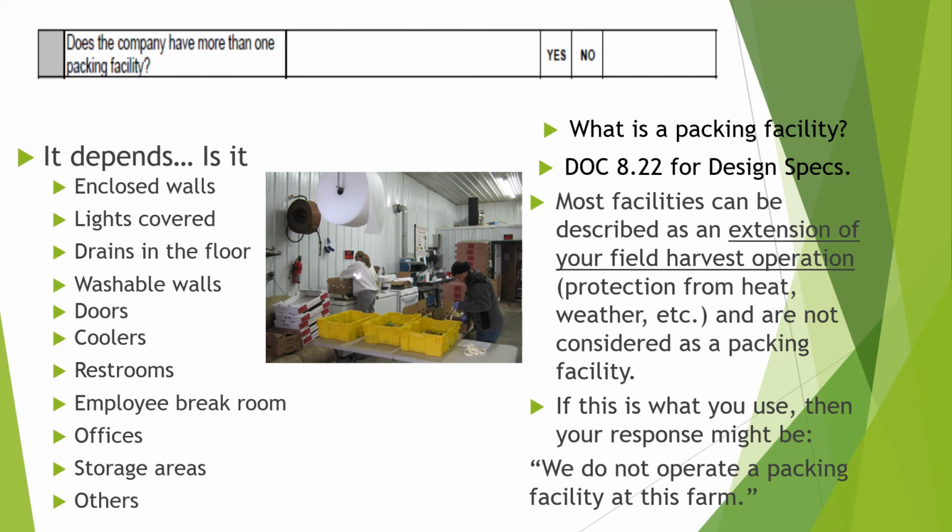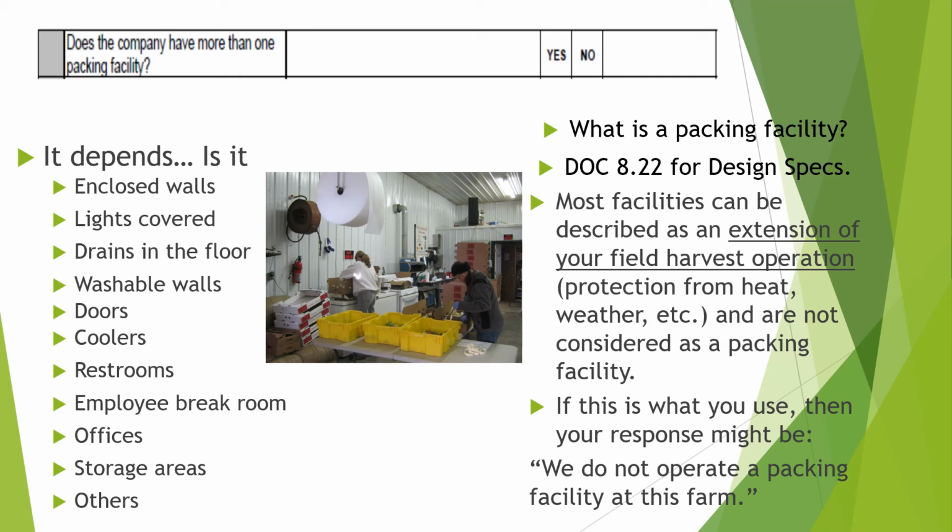Enclosed walls, covered lights, drains in the floors, washable walls, doors, coolers, restrooms, employee break areas, offices, and storage, all under one location. If it meets all those requirements, then yes, this company does have a packing facility. And do you have more than one? Yes or no? Most facilities, though, can be described as an extension of your field harvest operation.